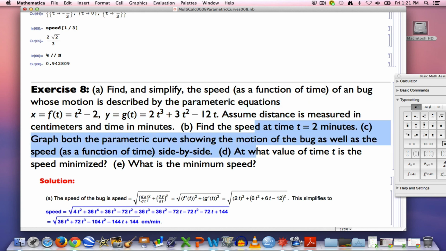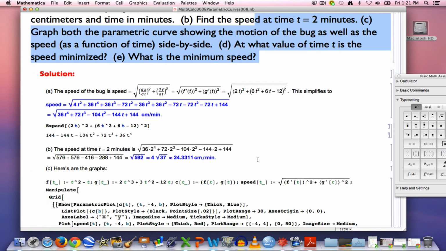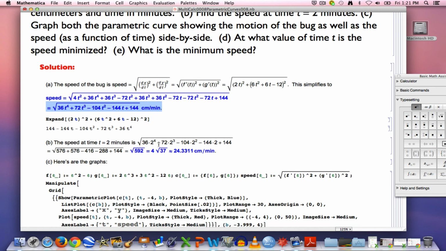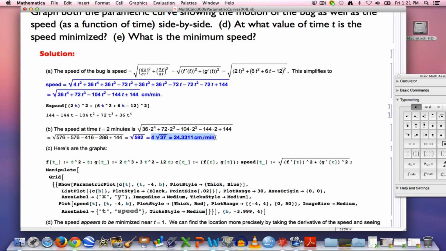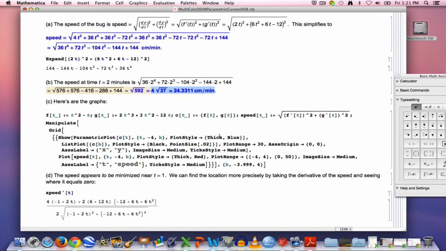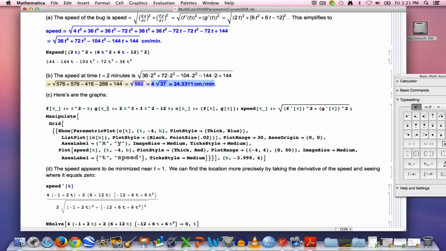Find the speed at time equals 2 minutes. Graph things side by side. Minimize the speed. Here's the speed as a function of time. Simplify as much as possible. I did some things by hand, so to speak. Speed at time 2 is about this, centimeters per minute. And here are the graphs.